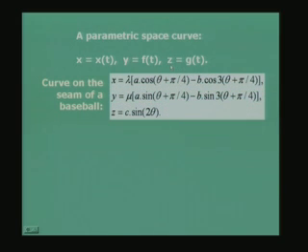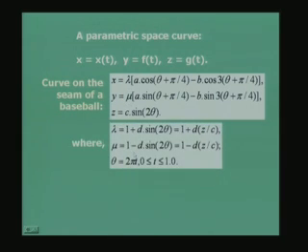A parametric space curve can be represented as x(t), y(t) and z(t) in terms of t, and as an example I will give the curve on the seam of a baseball. If you see x, y, z, theta is the one which is varying in this particular range, and there are other parameters, lambda, mu, a and b. A and b are the parameters. You can define lambda and mu in terms of another parameter d, theta and c.